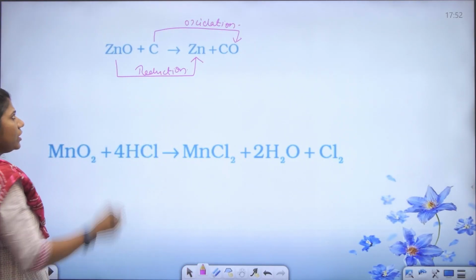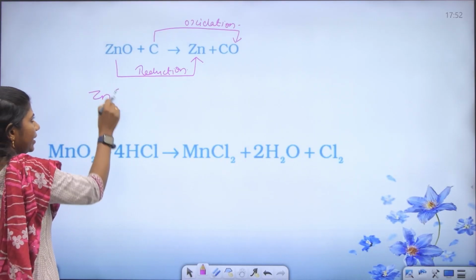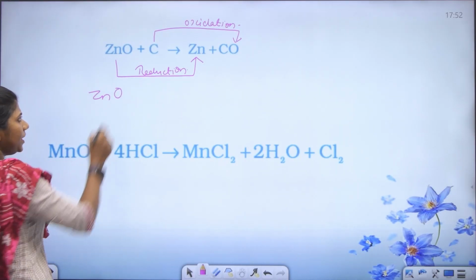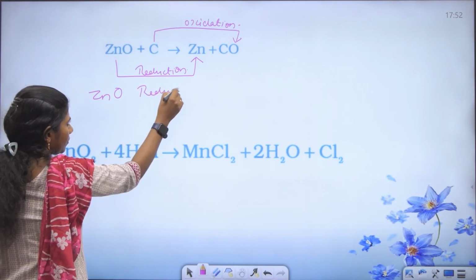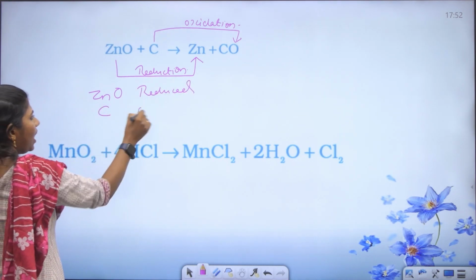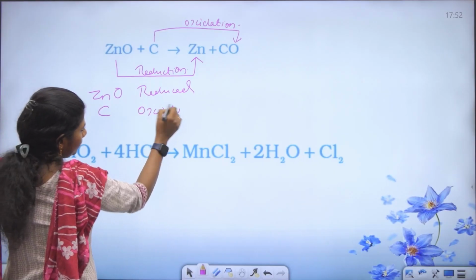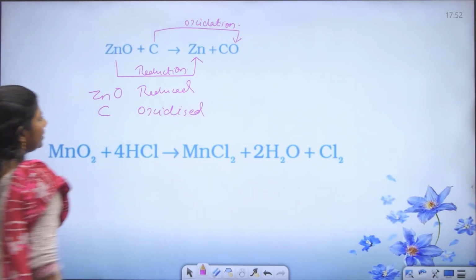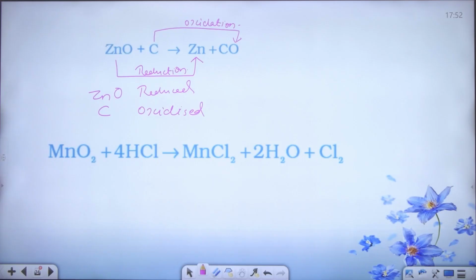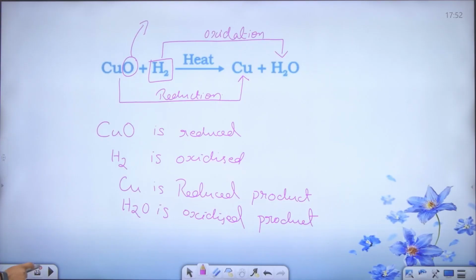Then which is the reduced species? Correct, ZnO is the reduced species and C is the oxidized species. And the reduced product is Zn and the oxidized product is carbon monoxide, CO.